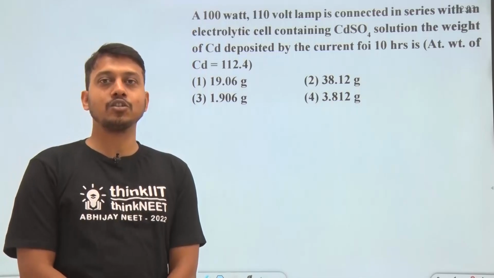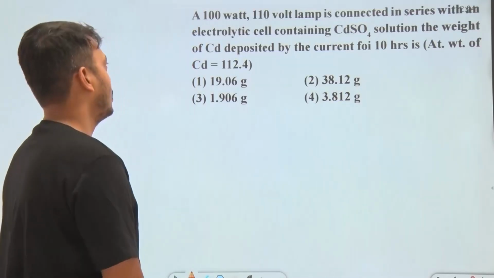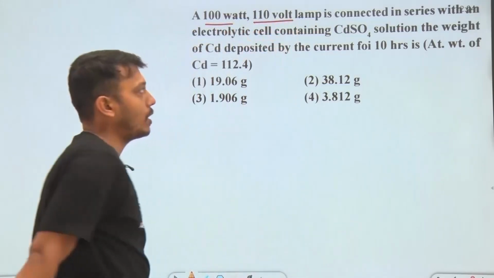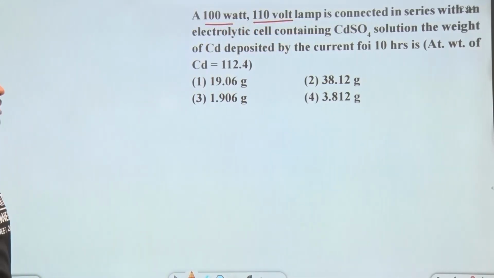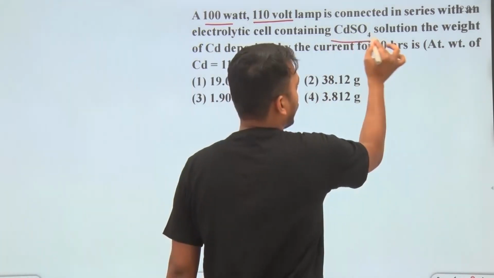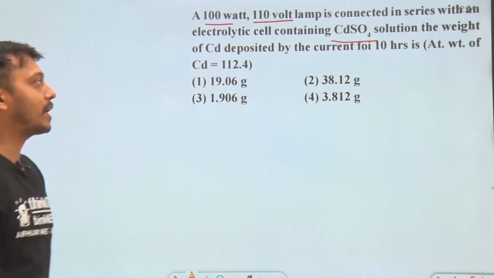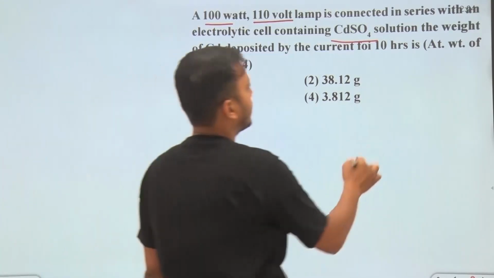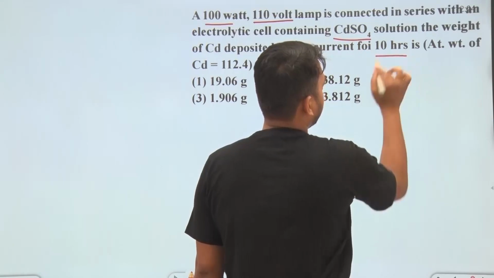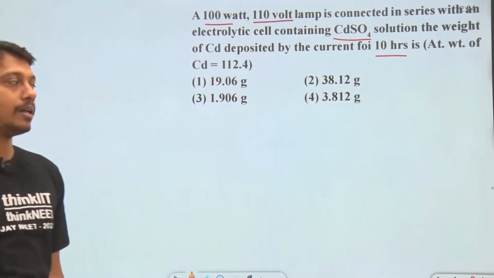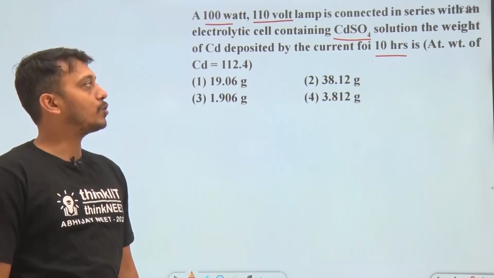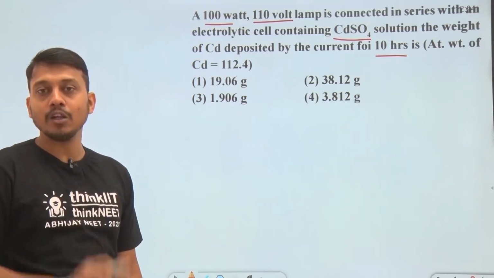So students, the next question is from electrochemistry. The question is: a 100 watt 110 volt lamp is connected in series with an electrolytic cell containing CdSO4 solution. The weight of cadmium deposited by the current flowing for 10 hours. So basically, first we are going to determine the value of current.